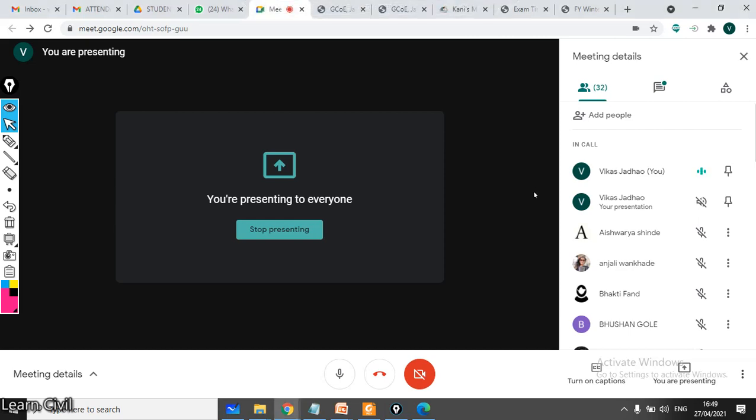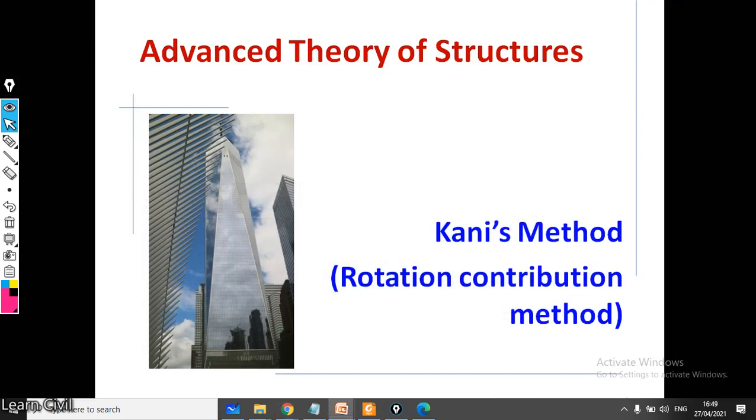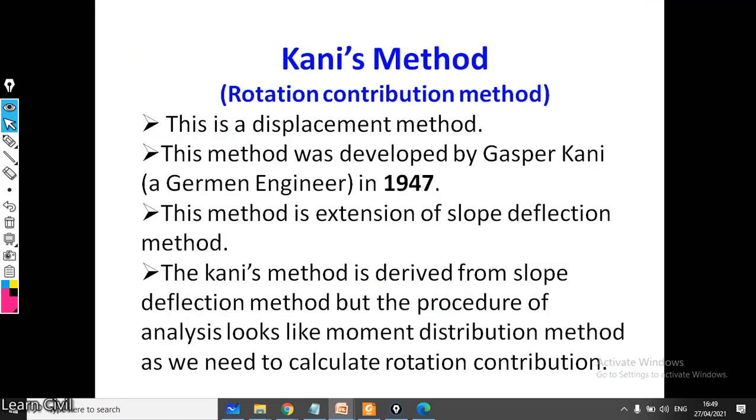So we'll be starting with Kani's method. This particular method is also called the rotation contribution method, because in our moment distribution method we calculate or determine the distribution of moments, but in this particular method we will be determining the rotation contribution. This is one of the displacement type of methods, meaning the primary unknowns will be displacements, that is theta or delta values.